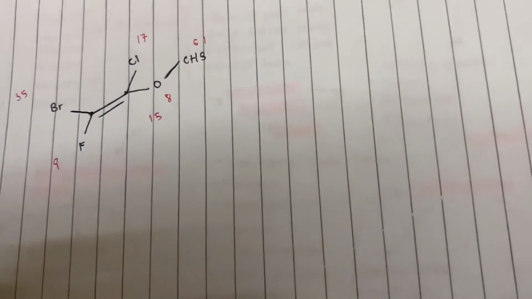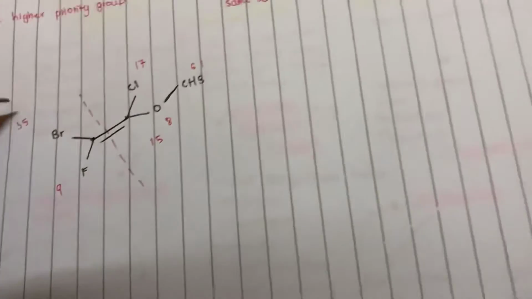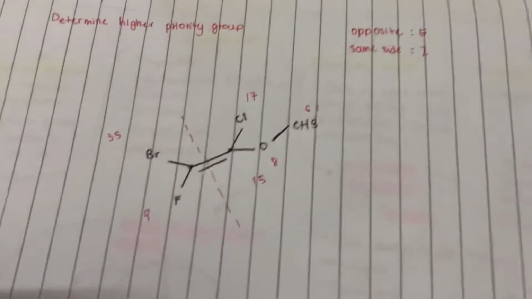So we get the 15 in this side. So we draw the line like this. Okay, next we see if the opposite we call the E, and if the same side we call the Z.